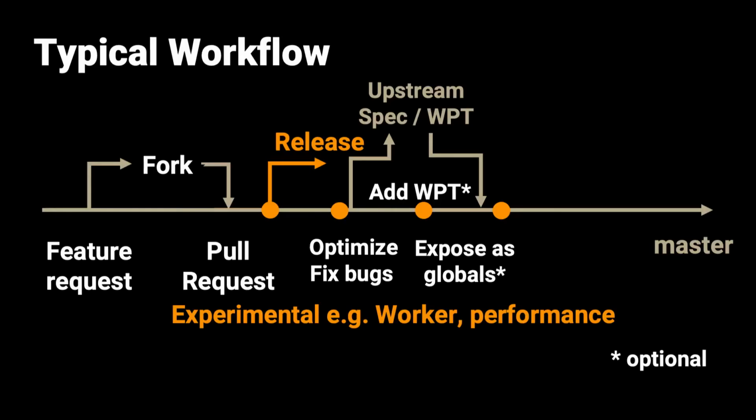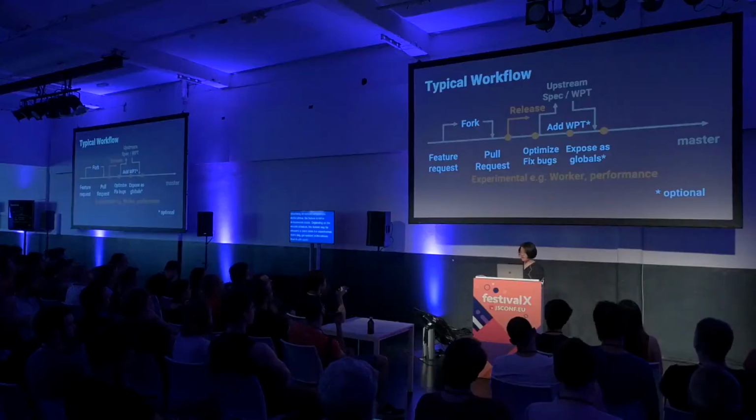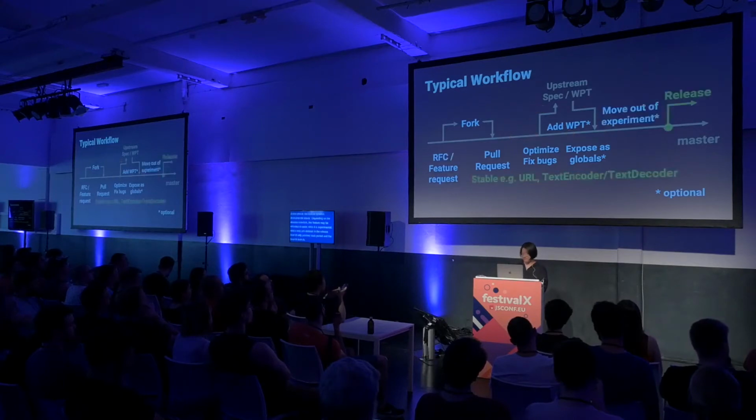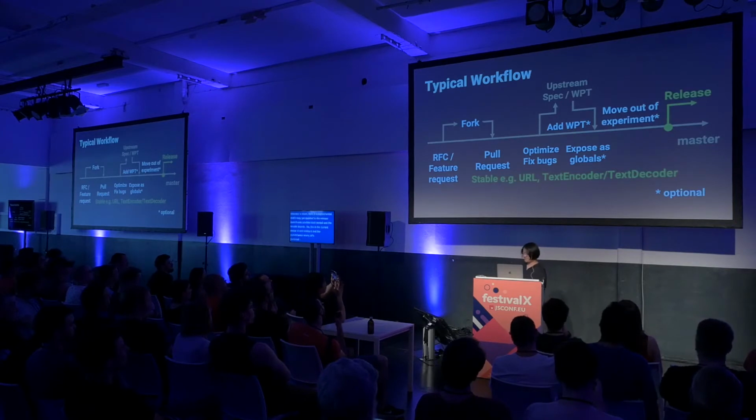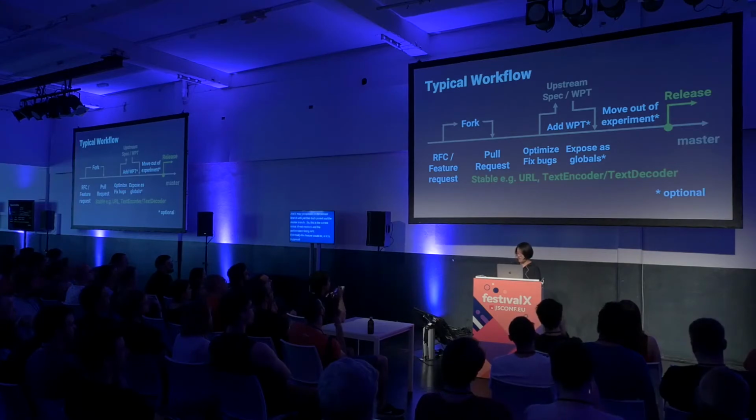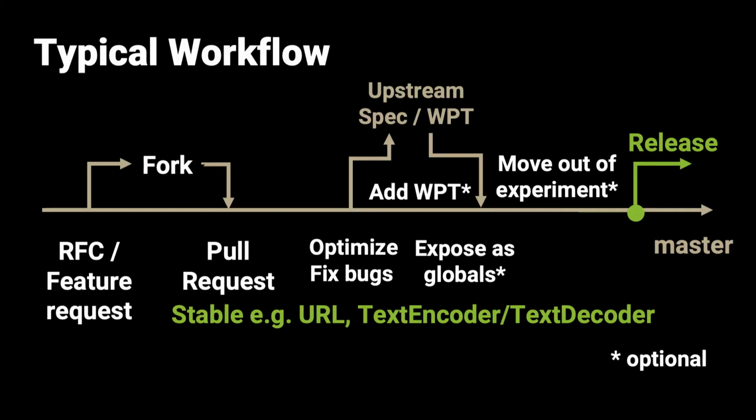At this phase, the feature is still in experimental status. Depending on the release schedule, this feature may be released to users while it is experimental, and it may get updated in the release branch with patches backported from the master branch. This is the current status of web workers and the performance timing API. Eventually, this feature is supposed to move out of experimental status and become a stable feature. This is the current status of the URL and encoding implementation.